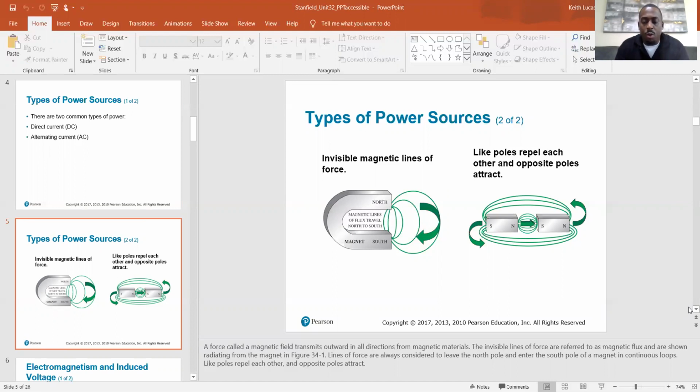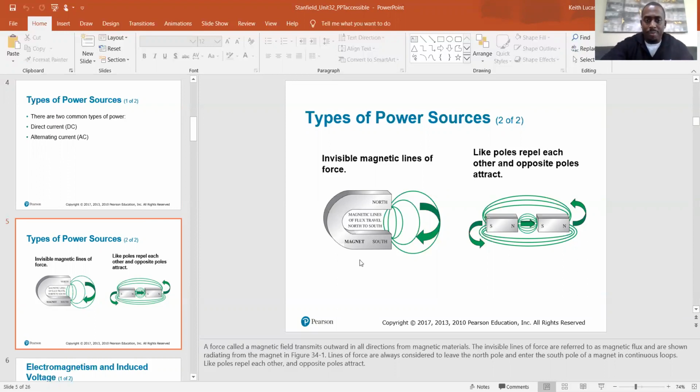Lines of force are always considered to leave the North Pole and enter the South Pole of a magnet in continuous loops. Like poles repel each other and opposites attract. So it's that loop that's causing the like poles to repel and the opposites to attract.